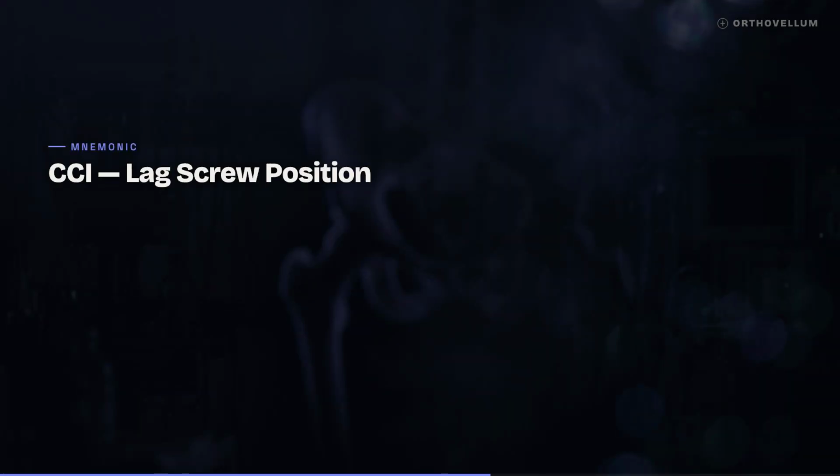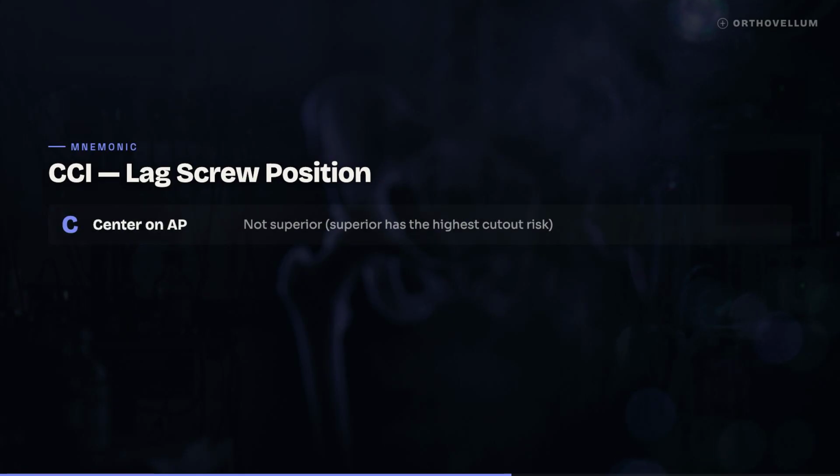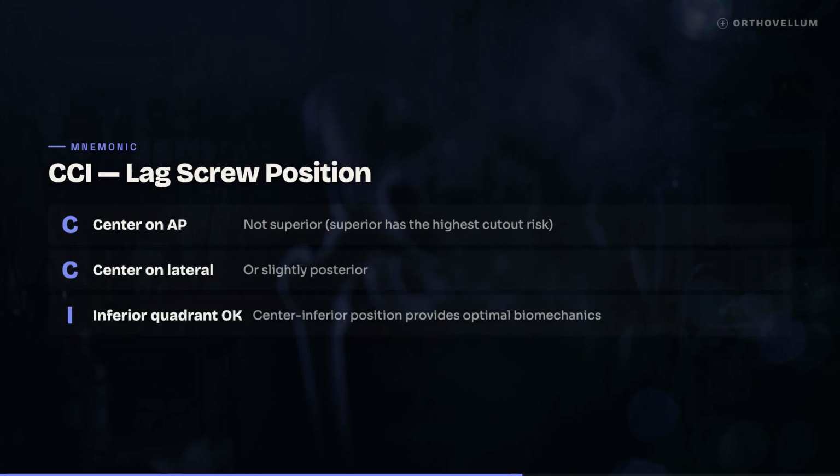To achieve an optimal tip-apex distance, aim for a CC or CI position of the lag screw. This stands for center on the AP view, center on the lateral view, and an inferior quadrant position, which is also acceptable. You must avoid a superior screw position at all costs, as this carries the highest risk of biomechanical failure and cutout.